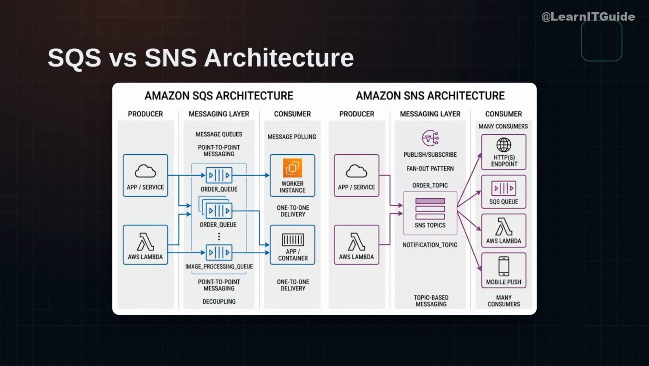Looking at this comparison, the difference is clear. SQS acts as a buffer between two systems where the consumer pulls messages when ready. SNS acts as a distributor, pushing messages out to subscribers as soon as they arrive. This fundamentally changes how you design your application flow.